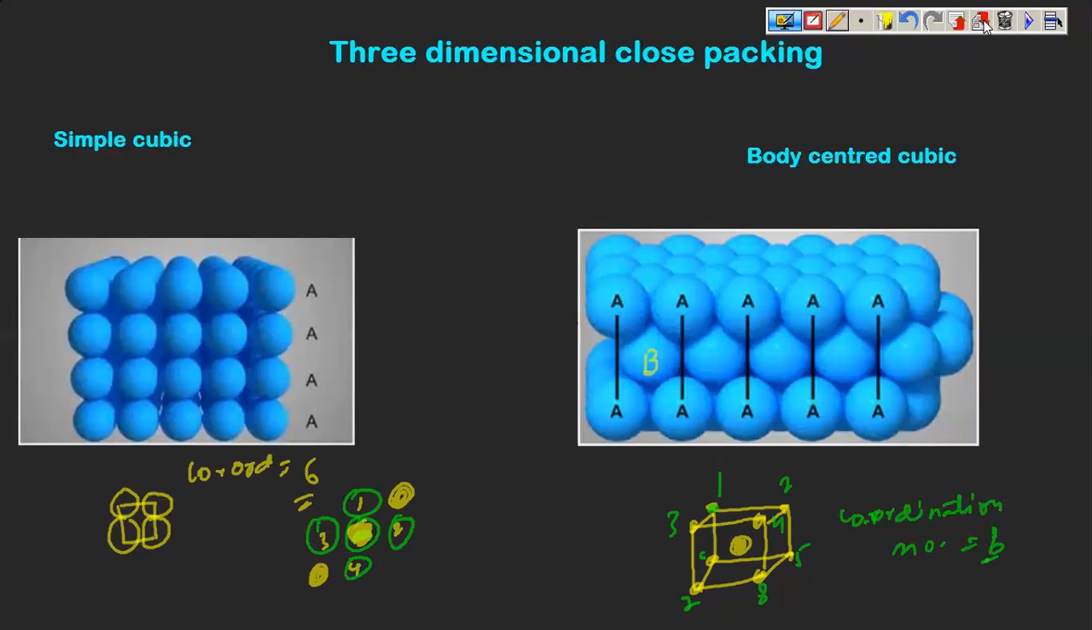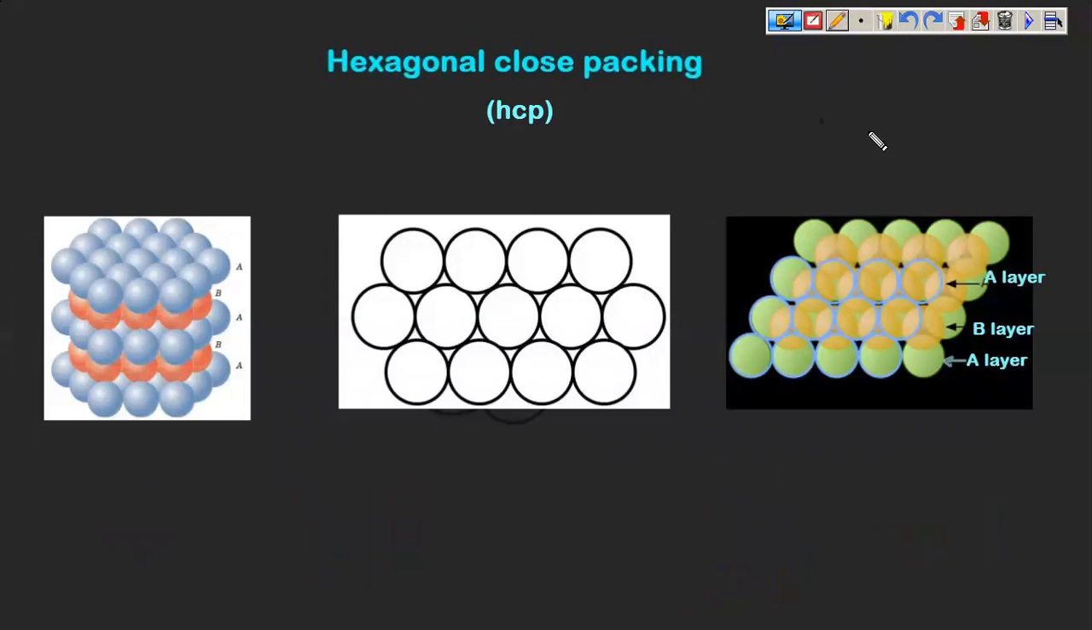Now hexagonal close packing. Hexagonal close packing is formed when two-dimensional hexagonal close packed layers are placed above each other. Here we are placing the two hexagonal layers above each other. We place the second layer in the depressions formed by the first layer, like this.